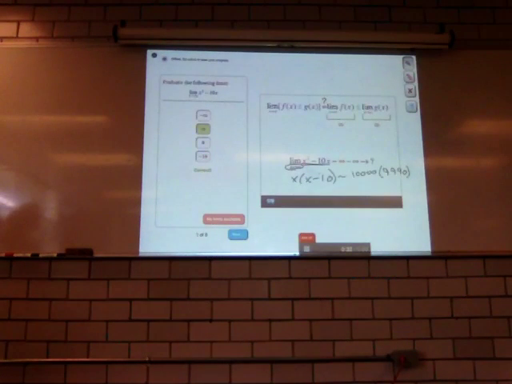If we plug in an even bigger number for x, we would have again multiplied two very large positive numbers. This one's only a little bit smaller than this one. Whenever we're multiplying two large positive numbers, we're going to get another big positive number, so this limit should be infinity.